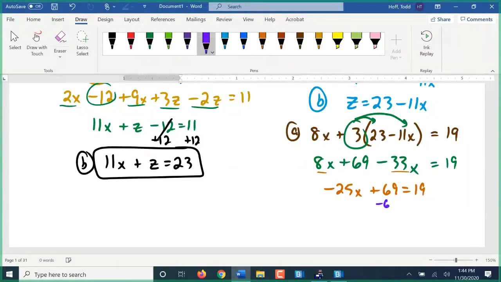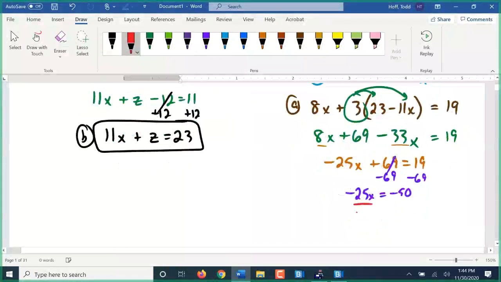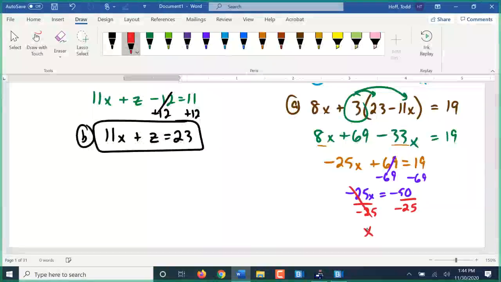We'll subtract 69. Negative 25x equals 19 minus 69 is a negative 50. And I divide by a negative 25 to get x by itself. X equals 2. So I have found x. All that work, and I only have one variable found so far. We still have to find the other two.